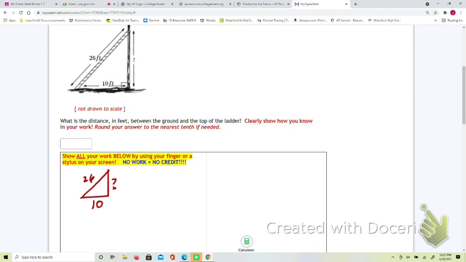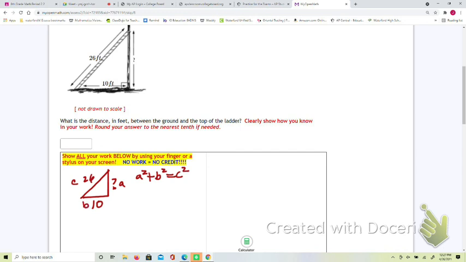Now, we're going to write a squared plus b squared equals c squared. Which of the three sides is the longest? The 26, the question mark, or the 10? The 26, that has to be the c. Now the question mark and the 10 are the a and the b. It doesn't matter which is which. I'll just make the question mark the a and the 10 the b.